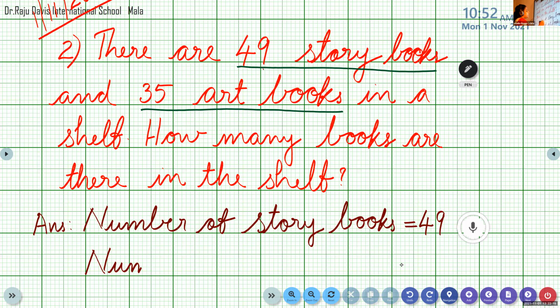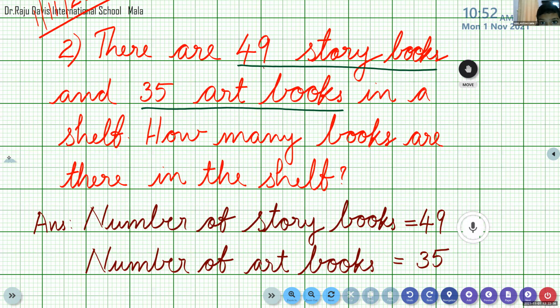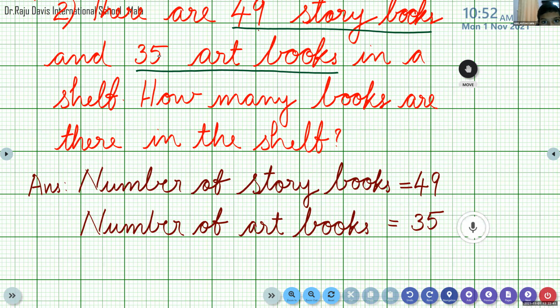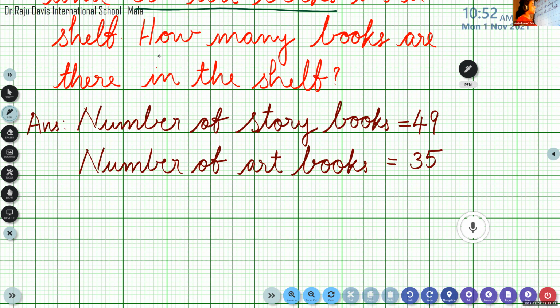Equal to how many are there? 35. Write that answer once in the place. Then now our first two steps completed. Then one more step is there, isn't it? What we have to find out in this question? We have to find out the total number of books, isn't it? The total number of books.